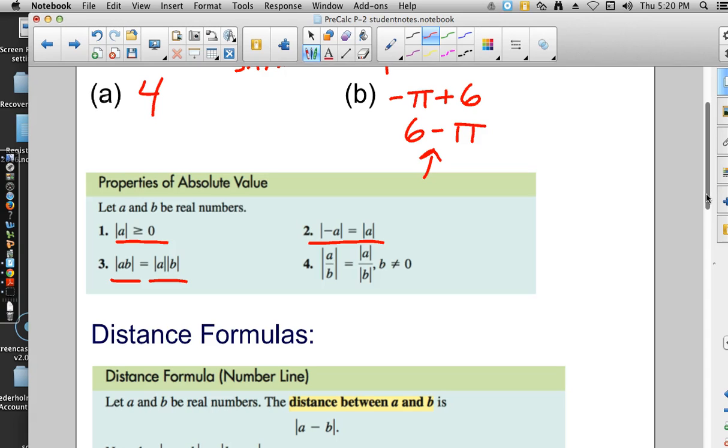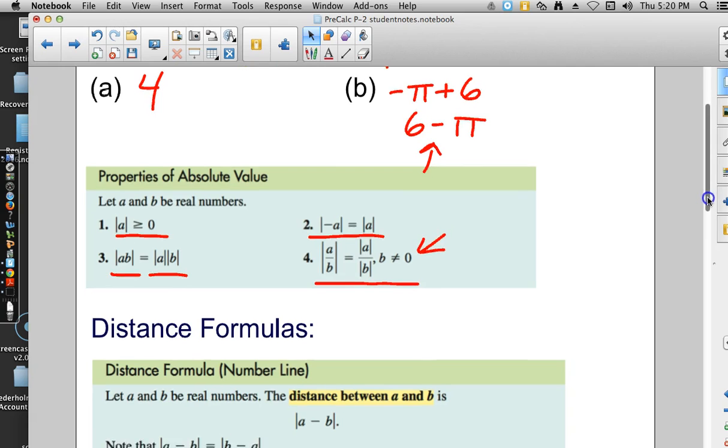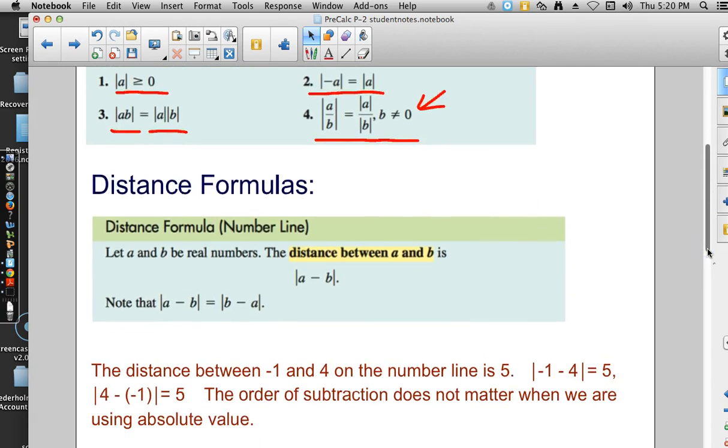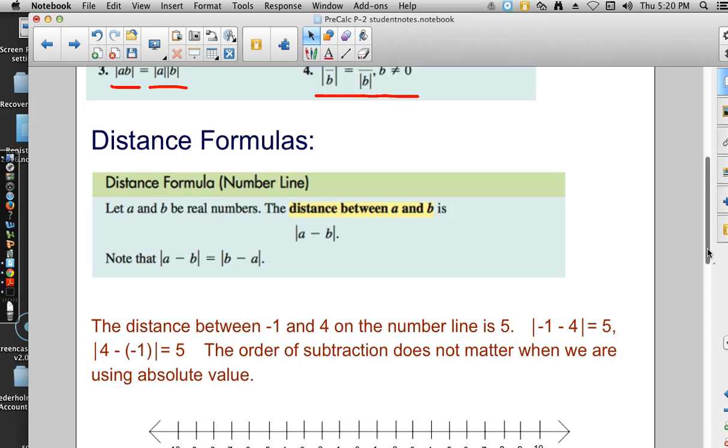We can do that. Excellent. Same thing, number 4. We can split it apart. But again, we've got that little domain restriction that says, yeah, you can, but you can't let B be 0. And we're used to that by now. We know we can't divide by 0. Silly us. Distance formulas. What if you're looking at the distance between 2 points on the number line?